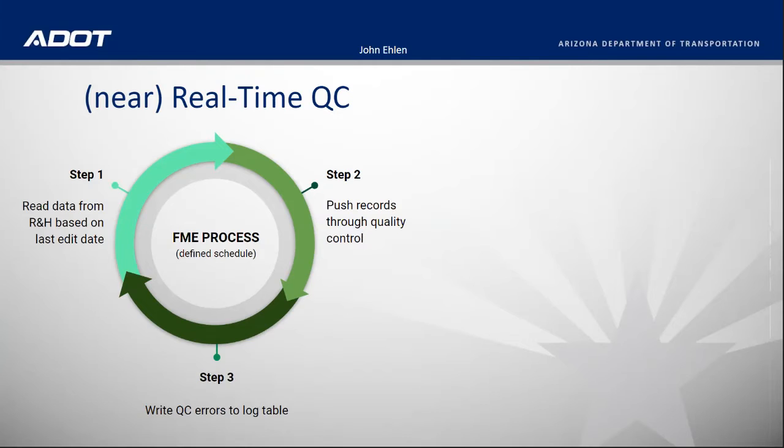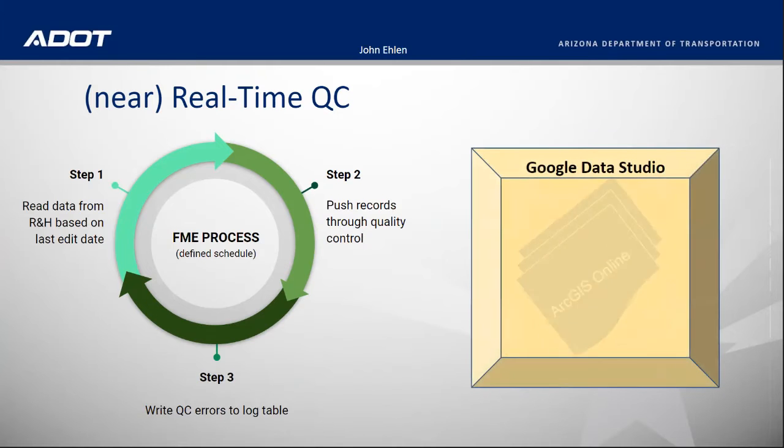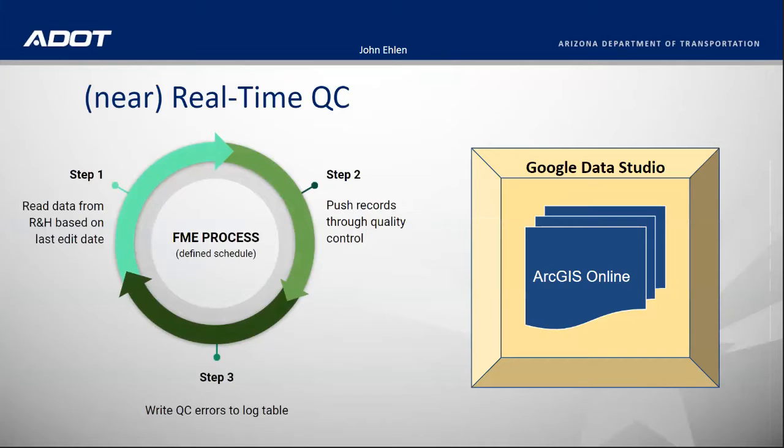The FME component process at its simplest involves reading edited records from an ArcSDE database on a defined schedule, pushing those edited records through a QC process, and then populating the QC tables with fresh data. The second critical component to the success of this project was that both ArcGIS Online and Google Data Studio allow us to embed content, allowing us to really seamlessly merge technologies into one location, which was previously a lot harder to do.